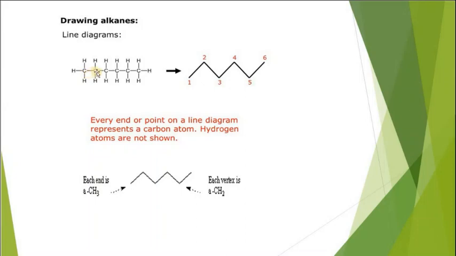If you want to draw a line diagram of a compound which has 6 carbon atoms in it, you can start drawing in this way or you can start from the top as well, doesn't matter. This is carbon number 1, this is carbon 2, carbon 3, then comes carbon 4, 5 and 6. So this is a hexane that you have drawn. Every end or point on a line diagram will represent a carbon atom. Hydrogen atoms are usually not shown. It is understood the terminal ends will have 3 hydrogens and the middle carbon atoms will have 2 hydrogens in it. Each end is a CH3 group and each vertex is a CH2 group.